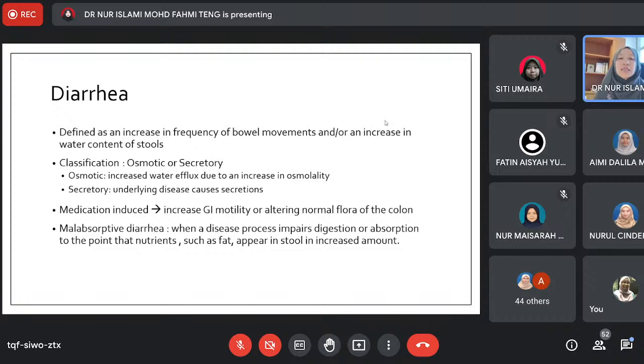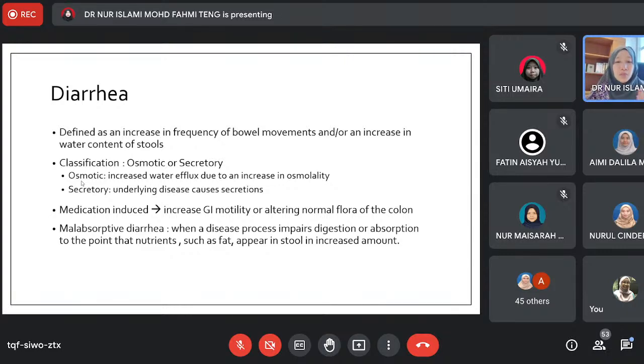So diarrhea can be classified into either osmotic or secretory. Osmotic is when the number of osmotically active particles in the intestine increases, which results in an increase of water efflux. So osmotic diarrhea can be caused by maldigestion of nutrients, excessive intake of sorbitol or fructose, enteral feedings, and some laxatives. So that is osmotic diarrhea.